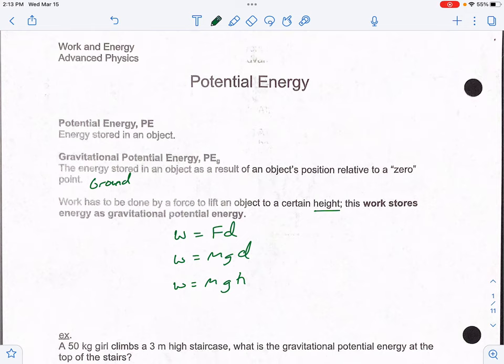Now, we know energy is equal to work, so we can replace the work with potential energy. So potential energy of gravity equals mass times gravity times height. It's got three factors. You've got mass, so the bigger you are, the more energy you're going to have. Gravity, which is going to remain constant. And then height: the higher you are, the more energy you're going to have.